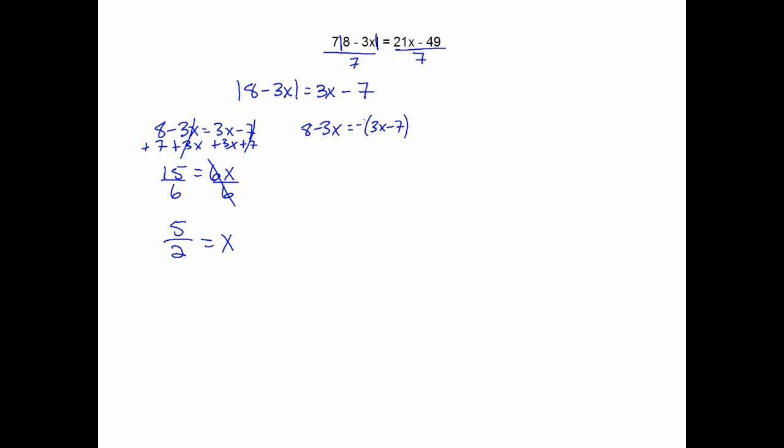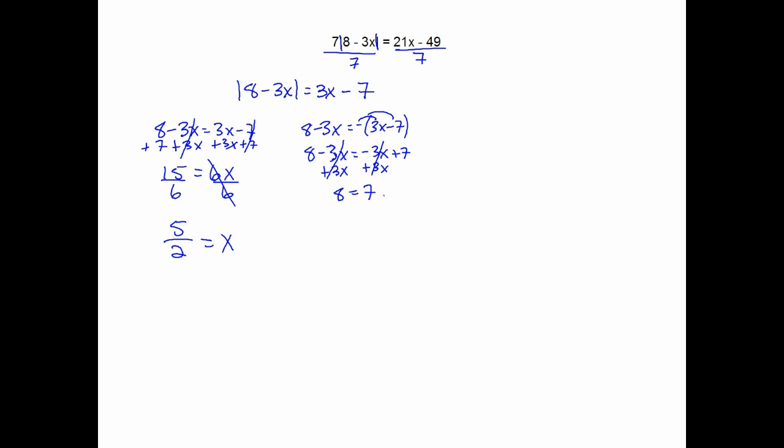All right, here we want to distribute our negative number. So 8 minus 3x stays the same, equals negative 3x plus 7, just switches the signs of what's in there. Our next step, again, you're going to add 3x, add 3x. That zeroes out. Oh, that cancels out too. So now I'm left with 8 equals 7.